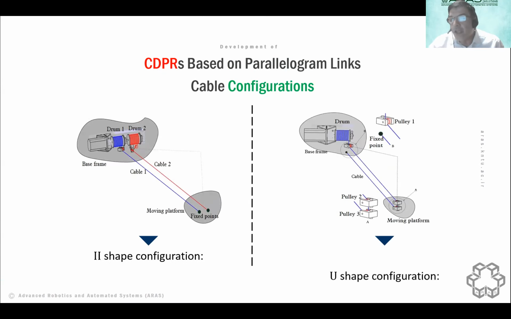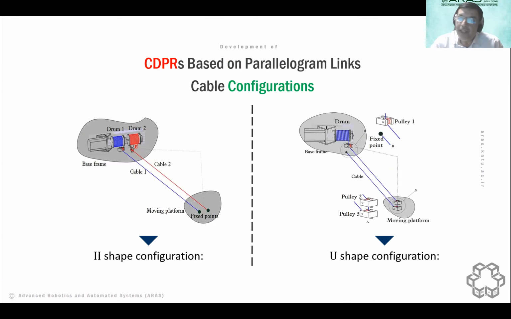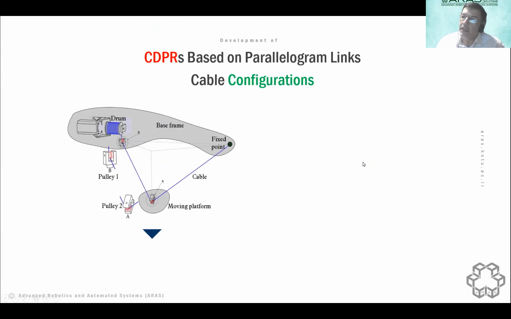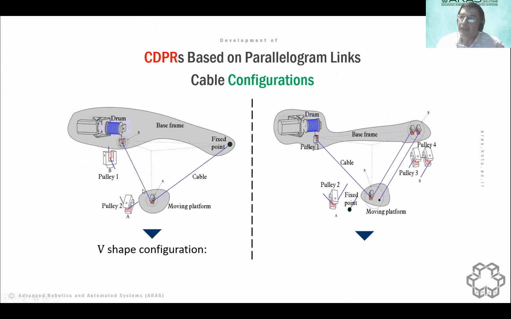We define a general way to connect the cables in a parallel form. We define different shapes. We call it I shape or 2I shape: two drums with two cables which are parallel. We can use two pulleys on the moving platform. Then we call it U shape with one single drum. Here we have a V shape.